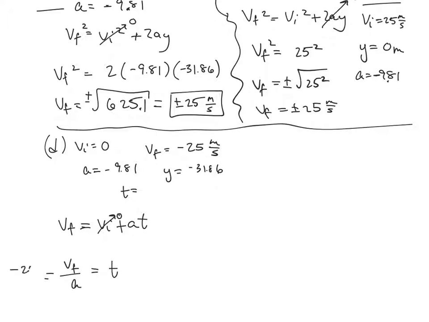Final velocity is negative 25. Acceleration is negative 9.81. Divide those two, you will get 2.55. And that's again proving, as Rodrigo showed, the symmetry in the problem that exists. 2.5 seconds up, 2.5 seconds down, because there's no air resistance taken into account.